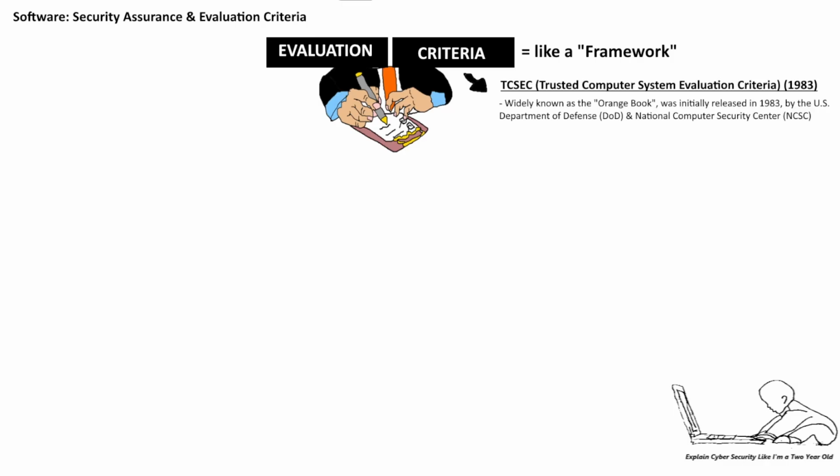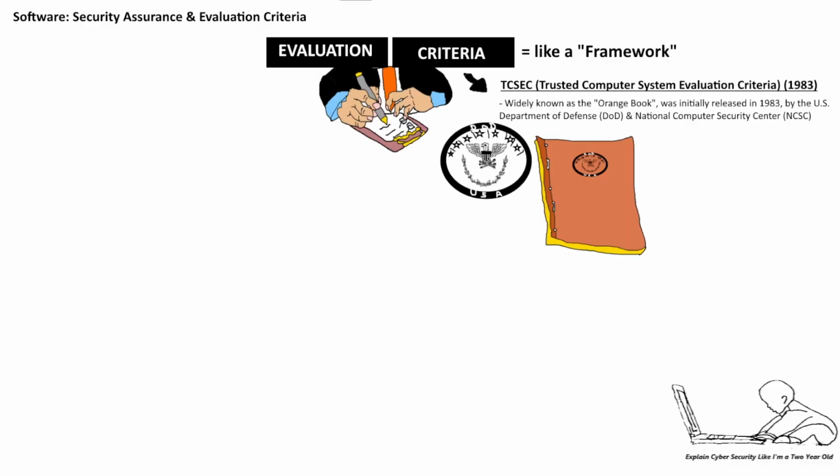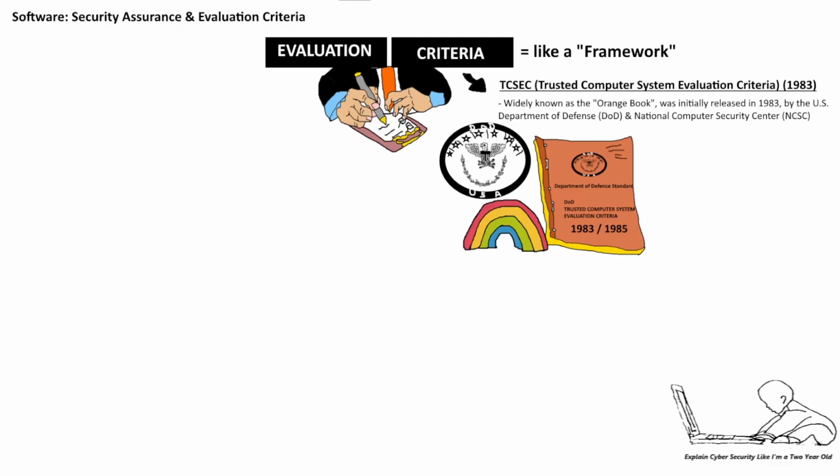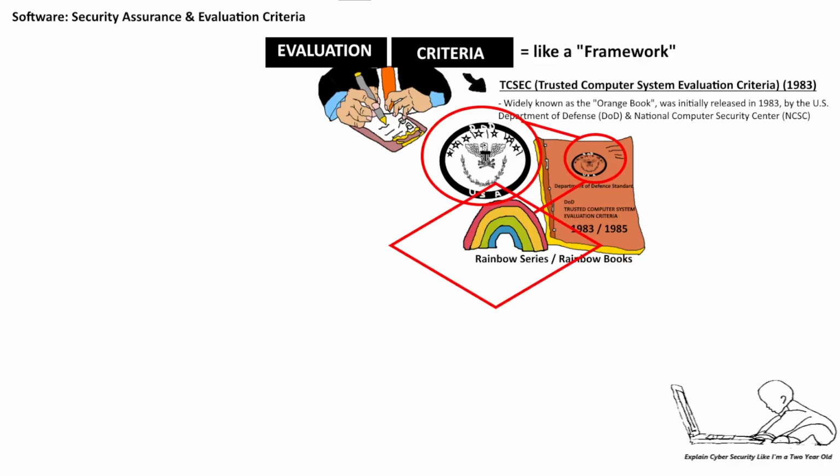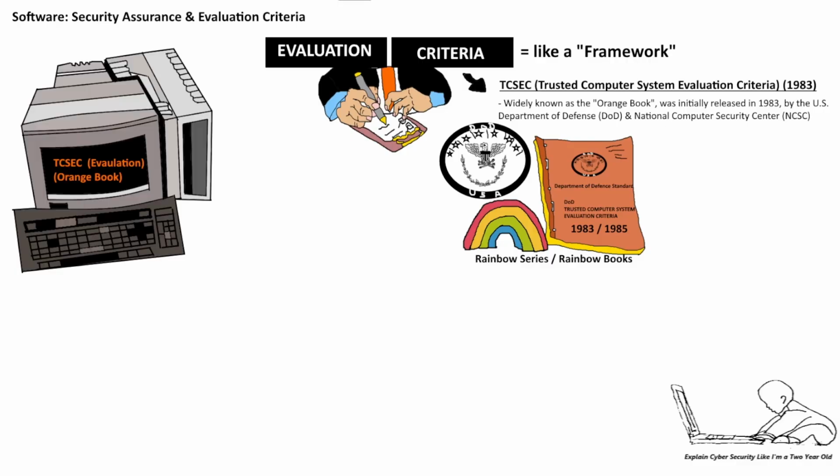But for the context of this video, I'm going to talk about software evaluation criteria, starting with the oldest. In 1983 in the United States, there was the Trusted Computer System Evaluation Criteria. That's the acronym TCSEC. And TCSEC is often known as the Orange Book, because it was one book out of a series of books known as the Rainbow Series or Rainbow Books. And these Rainbow Books were created by the US government, specifically the Department of Defense (DoD) and the National Computer Security Center (NCSC).